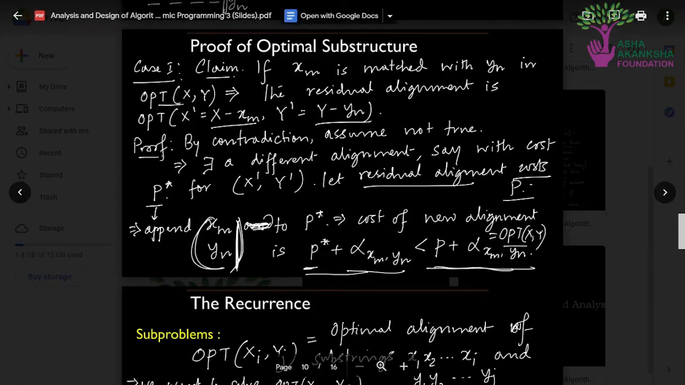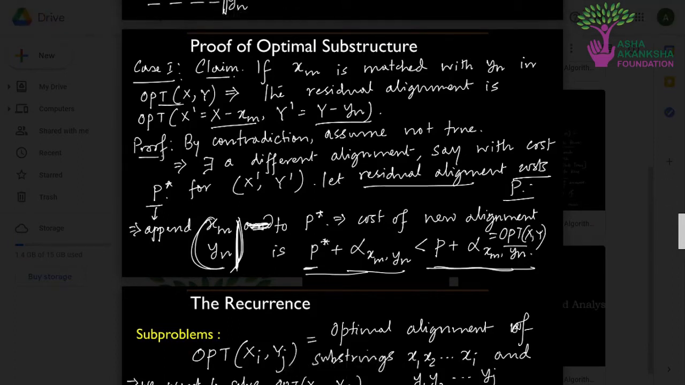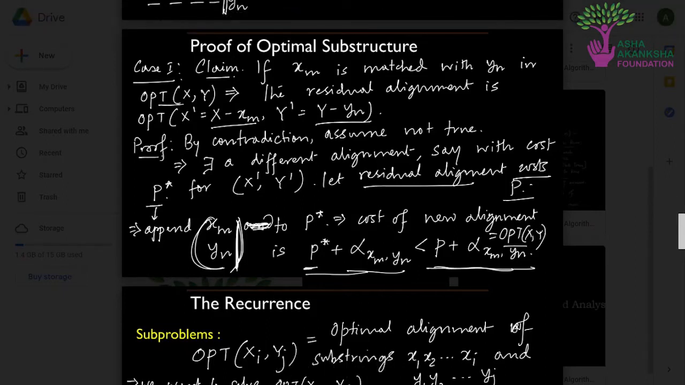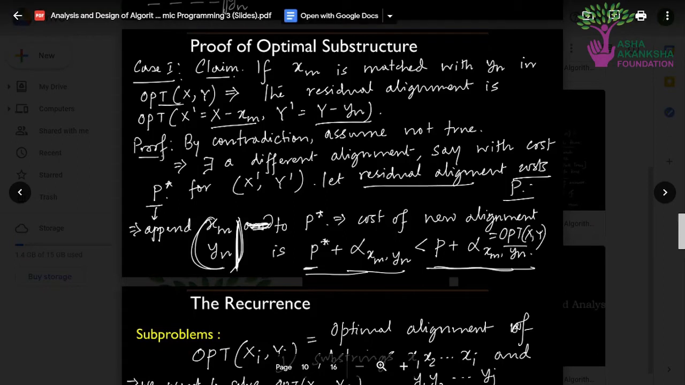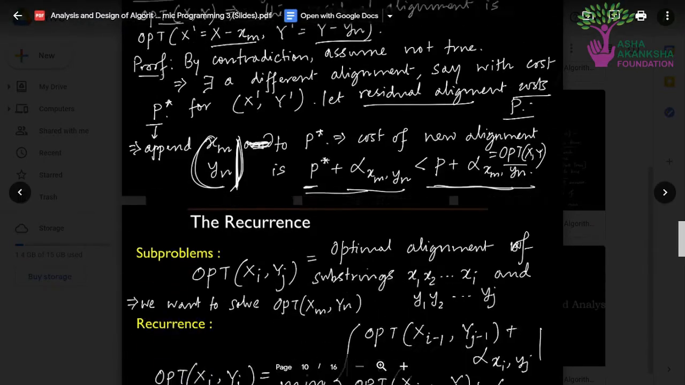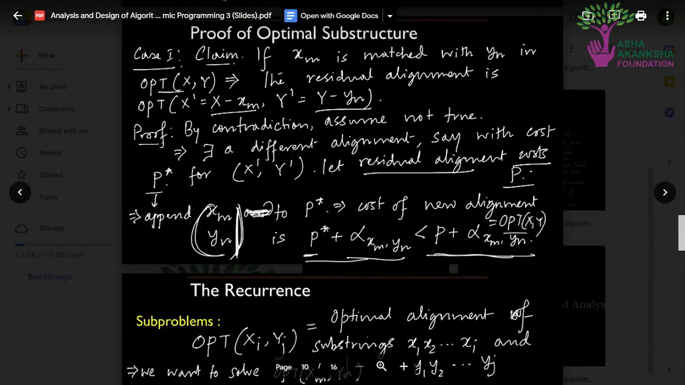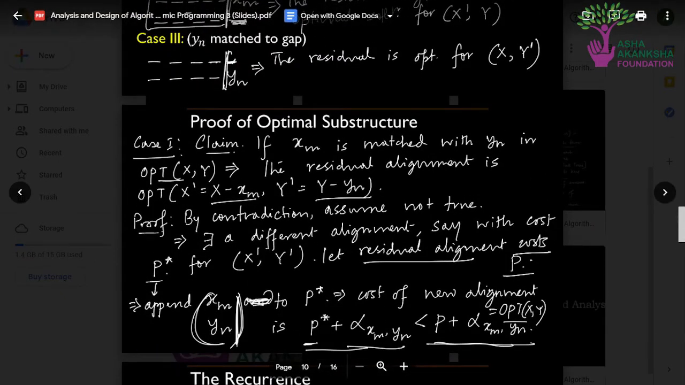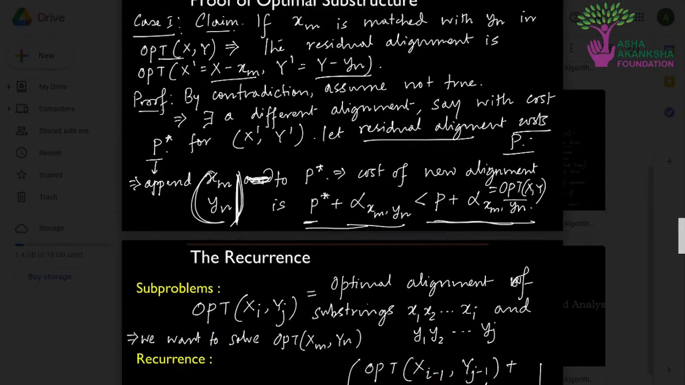But we originally assumed that opt x comma y is an optimal alignment in itself, and the alignment obtained after removing the last characters from both x and y is not optimal, but opt x comma y is optimal. So this gives us a contradiction, because we are getting a better alignment than the opt x comma y, and hence we can say opt x dash comma y dash is also an optimal alignment.